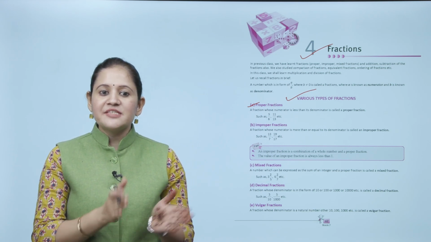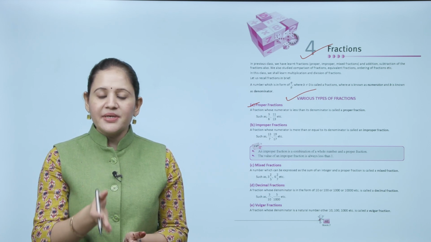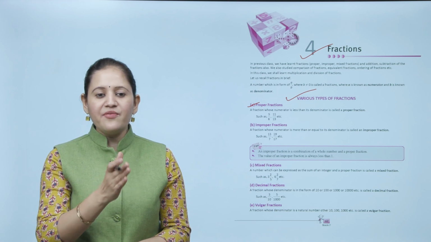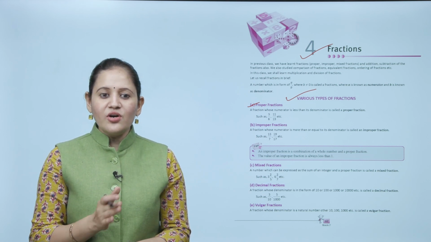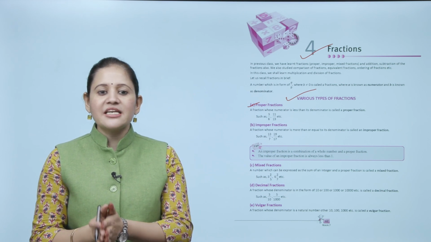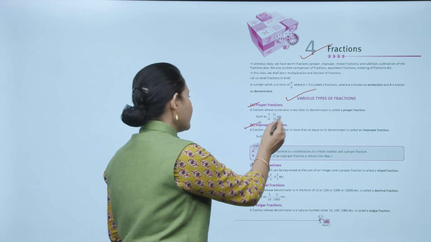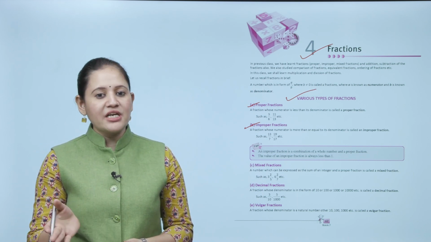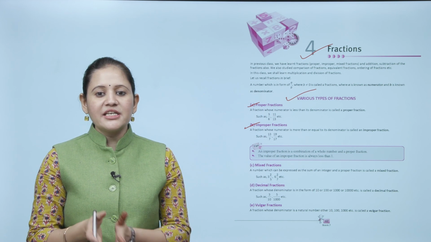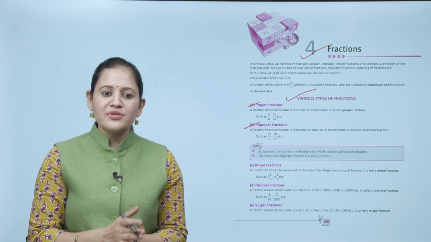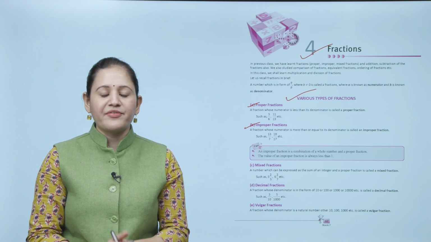Such a fraction in which the numerator is less than the denominator is a proper fraction, such as 5/6. Numerator is 5 and denominator is 6, so denominator is greater than numerator, so it is a proper fraction. Next, improper fraction. A fraction whose numerator is more than or equal to the denominator is called improper fraction, such as 13/7, 19/17, etc. All these are improper fraction.